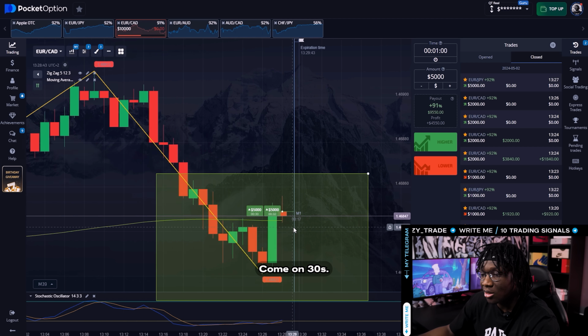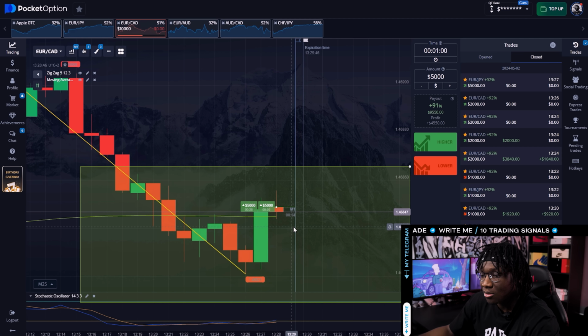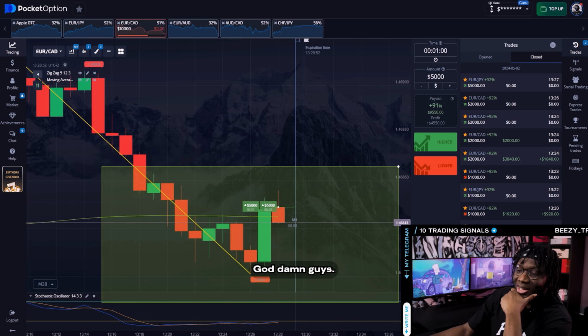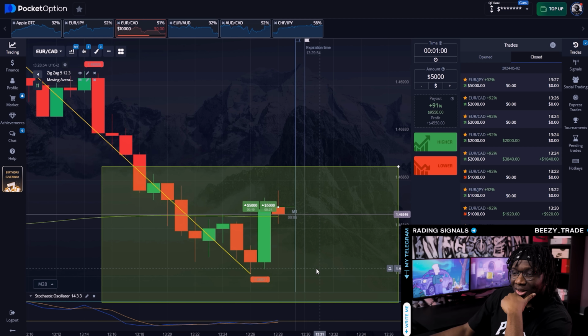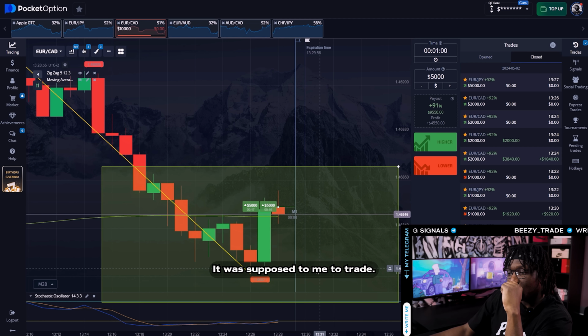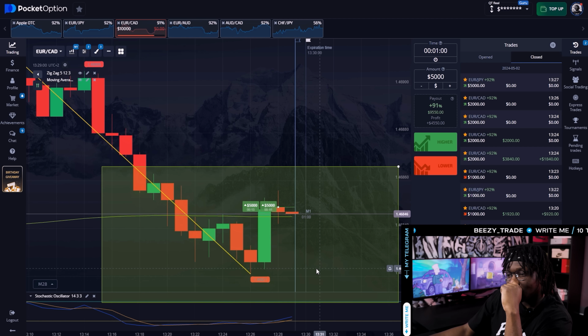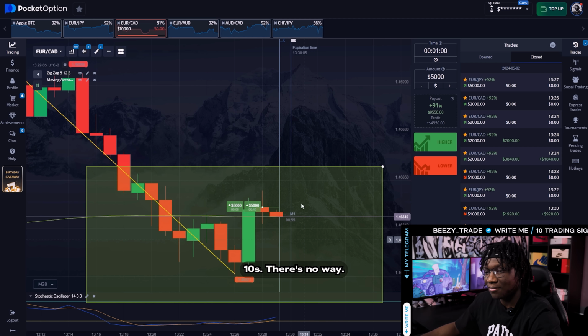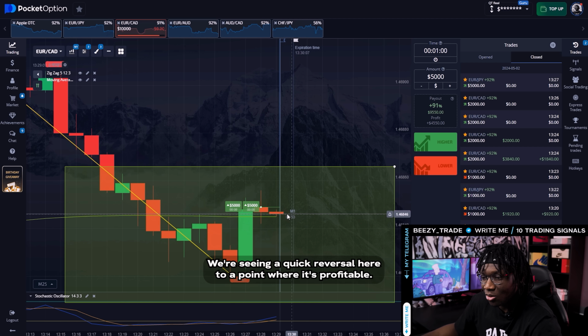Come on, 30 seconds. Now we can see just picking up on 20. God damn, guys. This was it. It was supposed to be the trade. 10 seconds. There's no way. There's no way we're seeing a quick reversal here to a point where it's profitable.